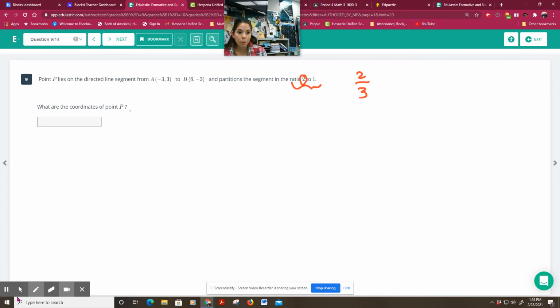All right, let's find the slope. So y2 is a negative 3 minus y1 is a positive 3, over x2 is a 6 minus x1 is a negative 3. I have a double negative there in the denominator. Negative 3 minus 3 is negative 6. 6 plus 3 is 9. Do not reduce. Okay, we have our rise.